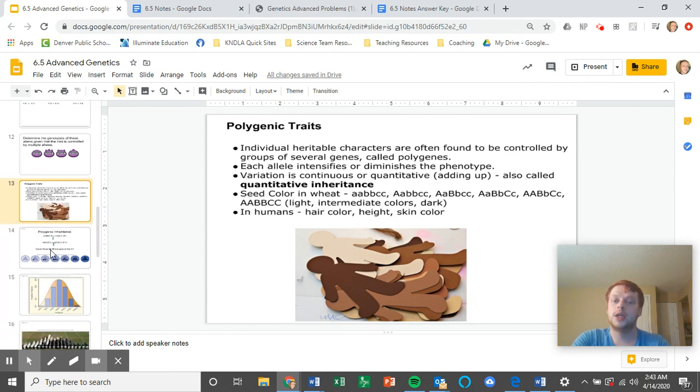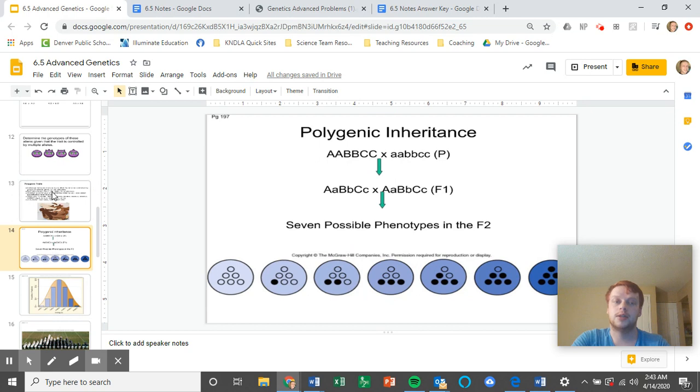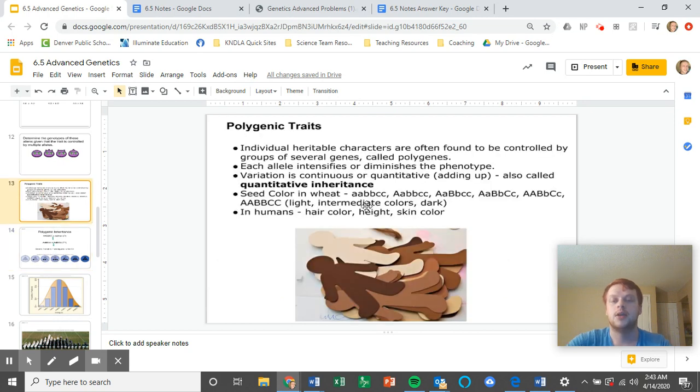When we're looking at polygenic traits, sorry, we'll go back to this slide. The thing to keep in mind is that the more capital letters it has, the more likely it is to be in that dominant spectrum. So if we look at seed color in wheat, if they have all recessive colors, they're going to be light. If they have all capital letters, they're going to be dark. If they have a mixture like these, then they're going to be in those intermediate ranges.